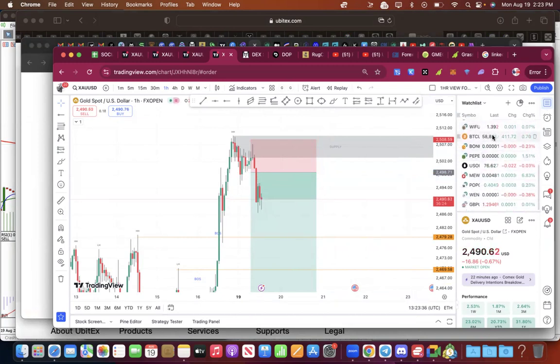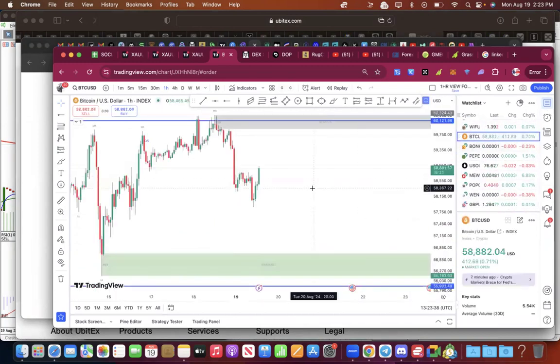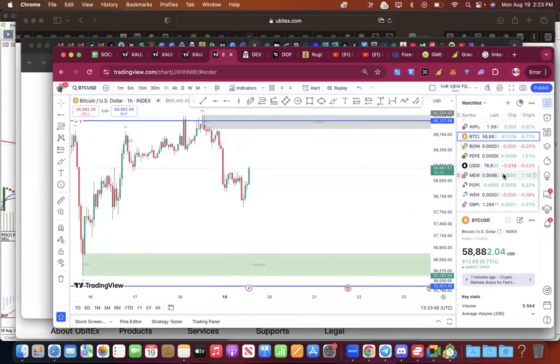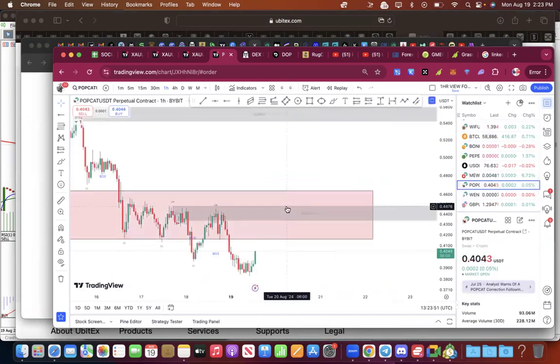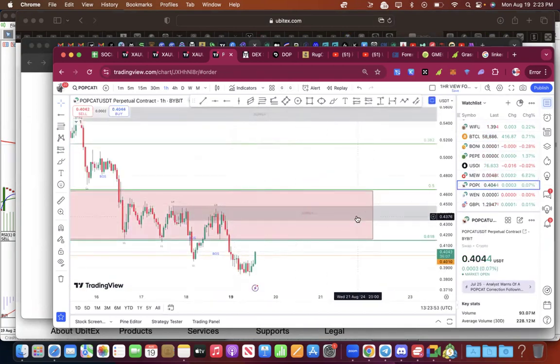Okay, Bitcoin is now reacting properly. Okay, good. Good boy. Let me see my Pop Card, because I was trading much of Pop Card the other day. Pop Card. Okay, so Pop Card is just reacting. Oh, it's still going to go down.